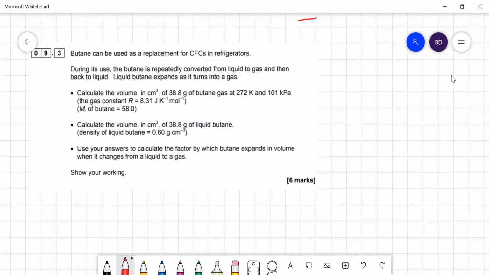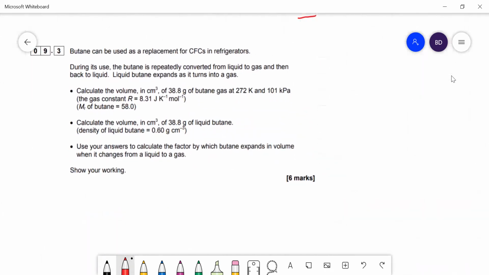Right, butane can be used as a replacement for CFCs in refrigerators, and during its use, the butane repeatedly turns into a liquid and then to a gas. When liquid butane expands, it will turn into a gas. We've got to calculate the difference in volume. So first of all, we've got to calculate the volume of that much butane gas using the ideal gas equation. Then we've got to work out what volume it would occupy as a liquid using density, and then we've got to compare those two with a factor. It's a big 6-mark question.